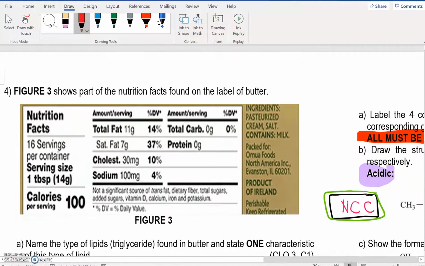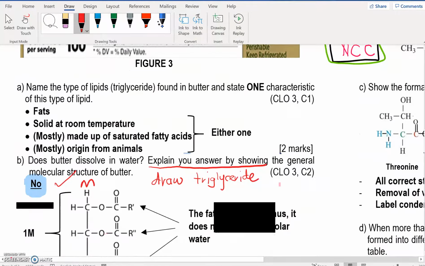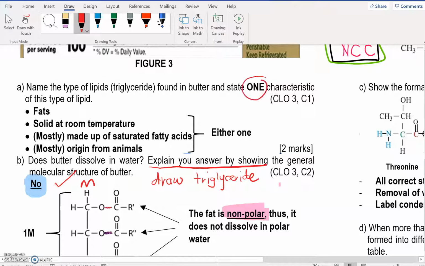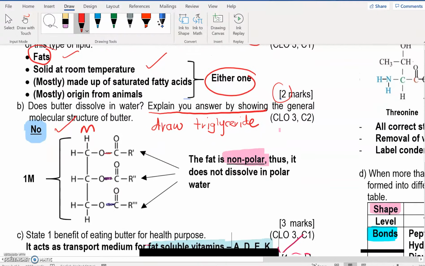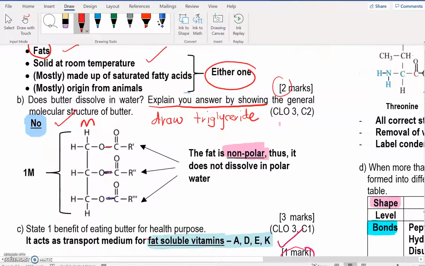For lipid, you have to mention the type of lipid and 1 characteristic. So it's a fat, solid. It's a fat, that must be there, but for the characteristic, either one. So 2 marks. And then how to explain, butter.